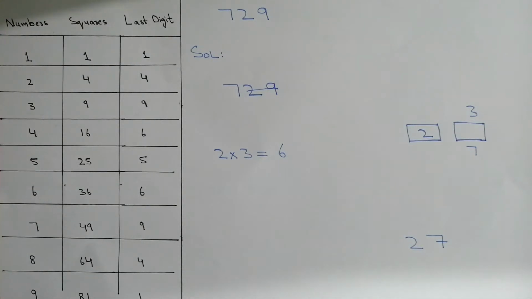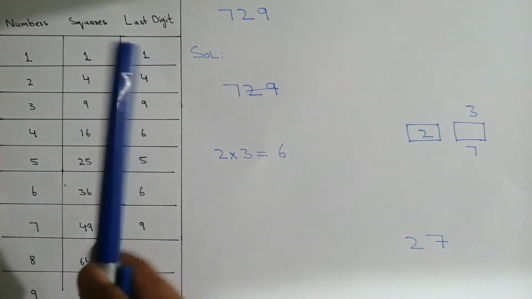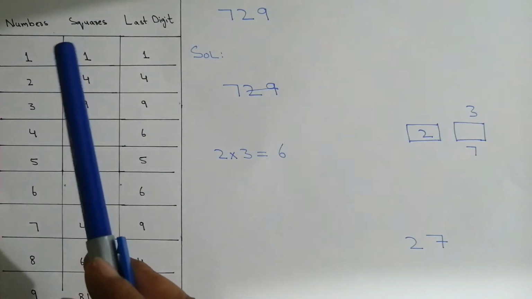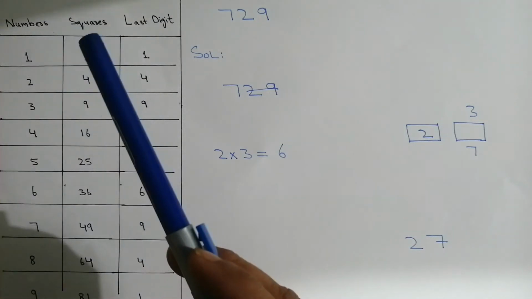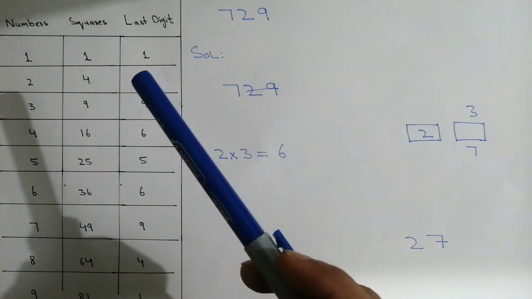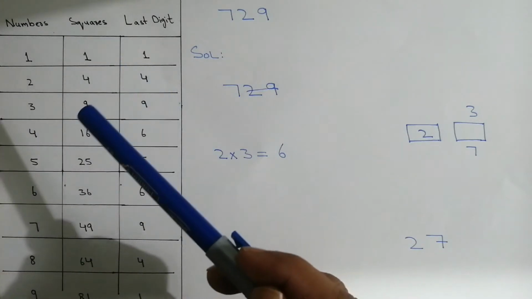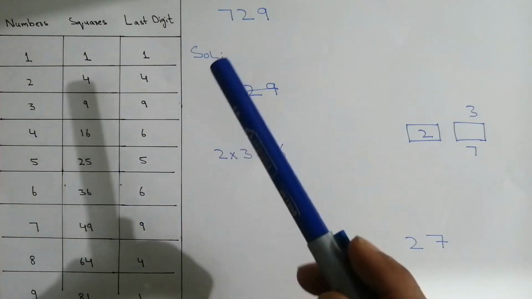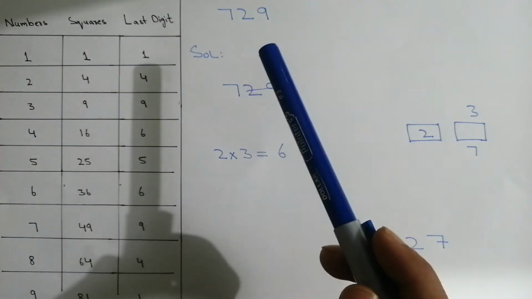In this video we will learn how to find the square root of numbers. In the first step, we will make three columns. In the first column we will write down the numbers from 1 to 9, in the second column the squares of those numbers, and in the third column the last digits of those squares. Now here we have the problem 729.